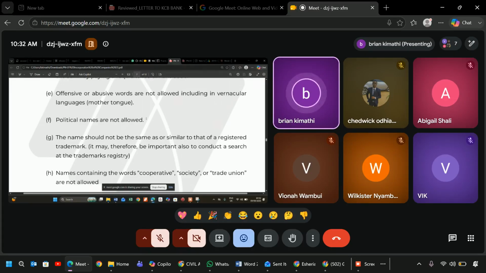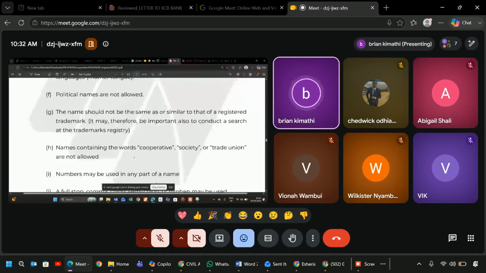Political names are not allowed. You can't generate a name that looks political. For example, you can't call your company, we shall see it in a bit, Government Affairs Limited, no. You see, that's a reserved name. So there are these rules. There are a lot of rules on naming.